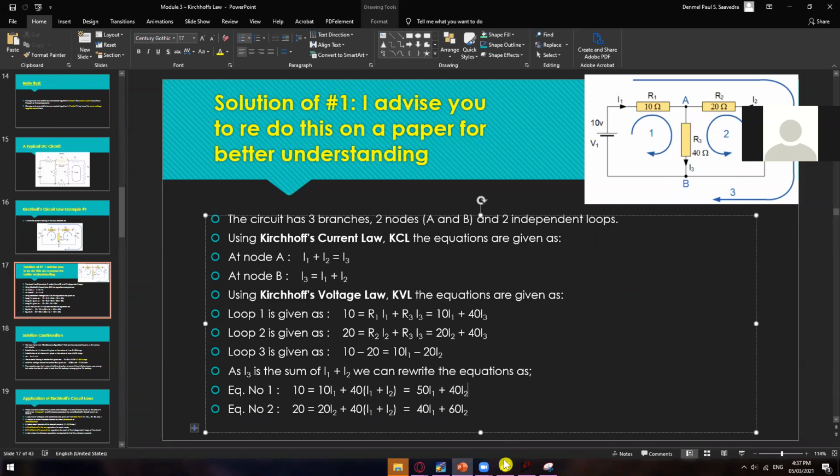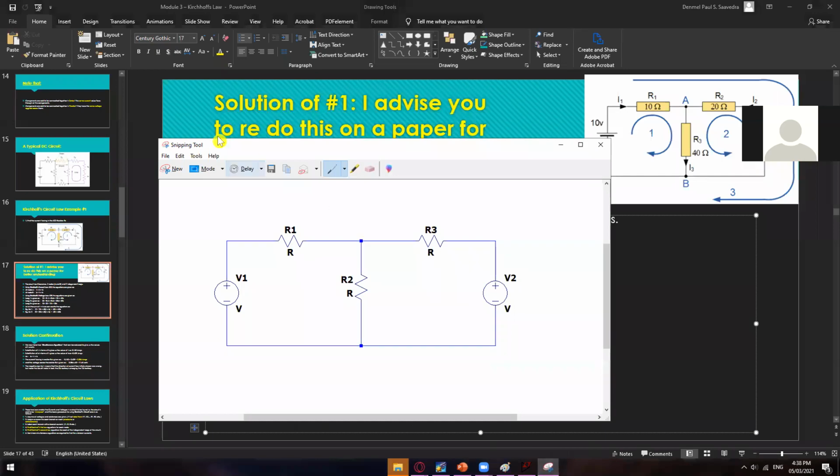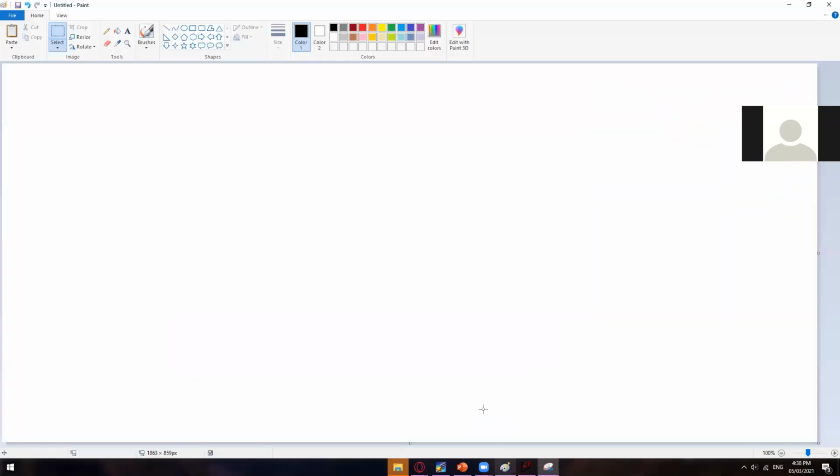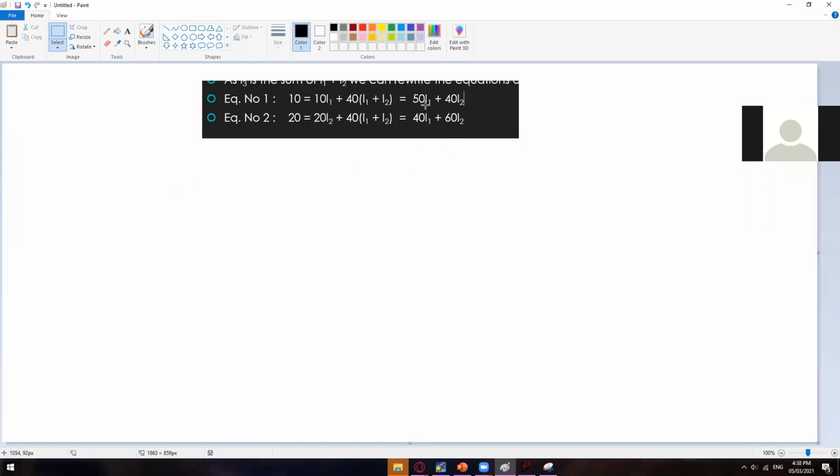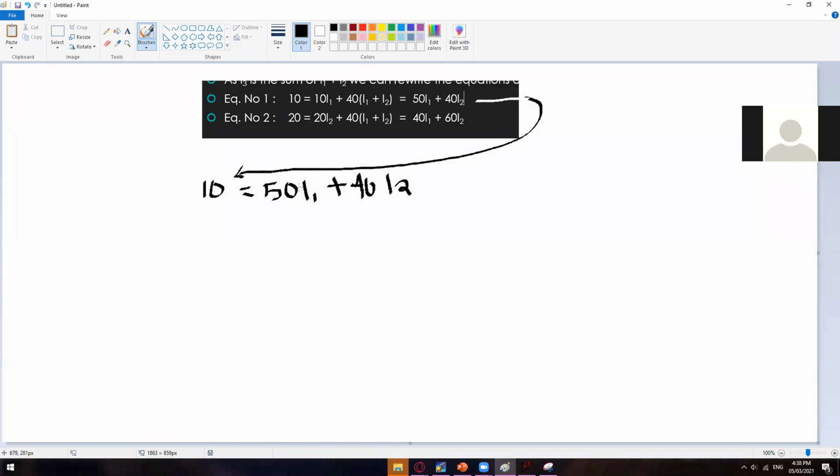So, how do I explain this? Alright. So, let me just copy this one for now. Okay. So, we have this equation which is already substituted by the I1 and I2. Okay. 50 I sub 1 plus 40 I sub 2. From here, you can actually simplify this one into solving one unknown. Like, for example, we have 10. So, let me just write it again. So, we have 10 is equal to 50 I sub 1 plus 40 I sub 2. Okay? So, this is this one. Okay? The very first one.